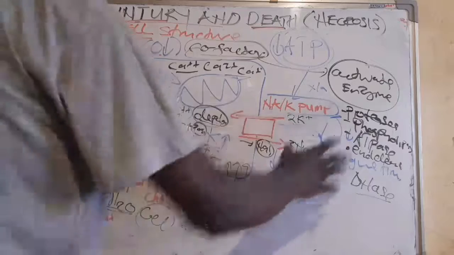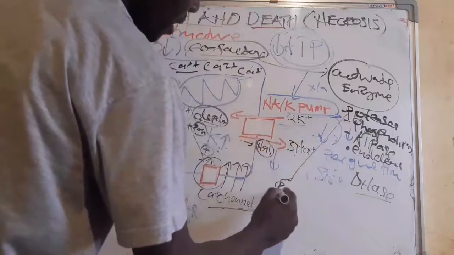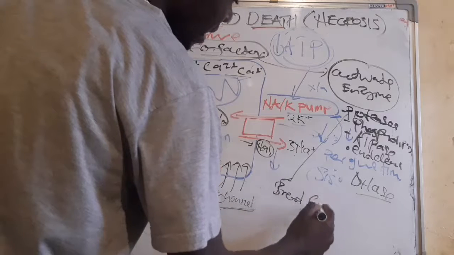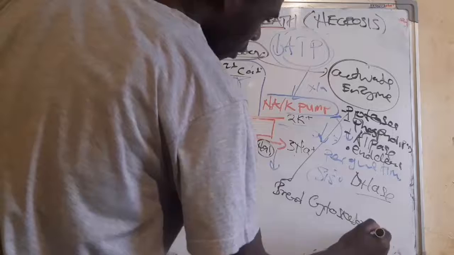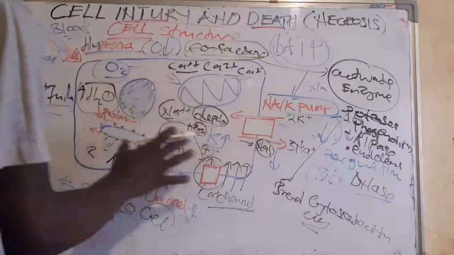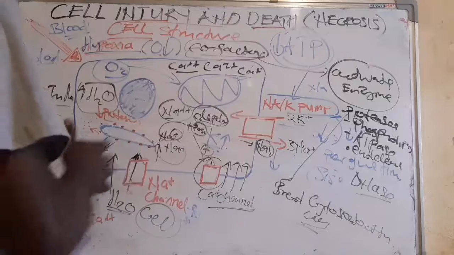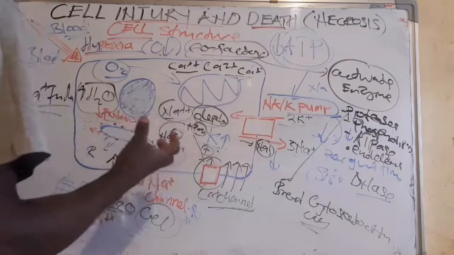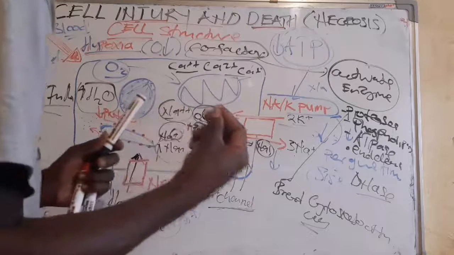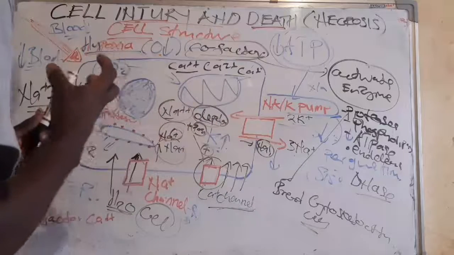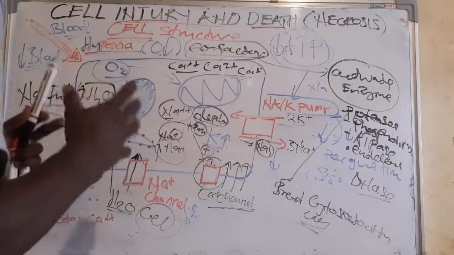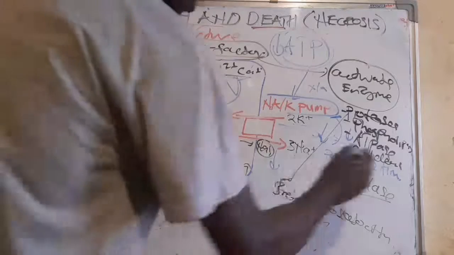Let's start with proteases. What do these proteases do? They break down the cytoskeleton of the cell. When the cytoskeleton of the cell is broken down, what is the result? Meaning the cell loses its stability, it loses its integrity, it becomes weak, such that it can die at any time.